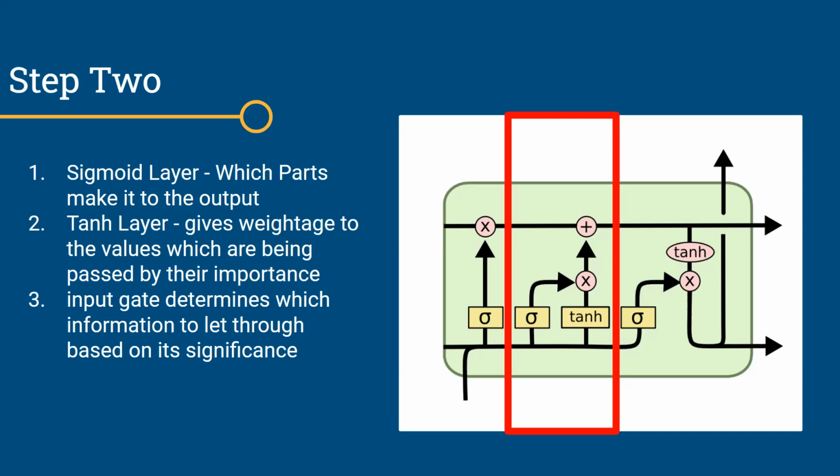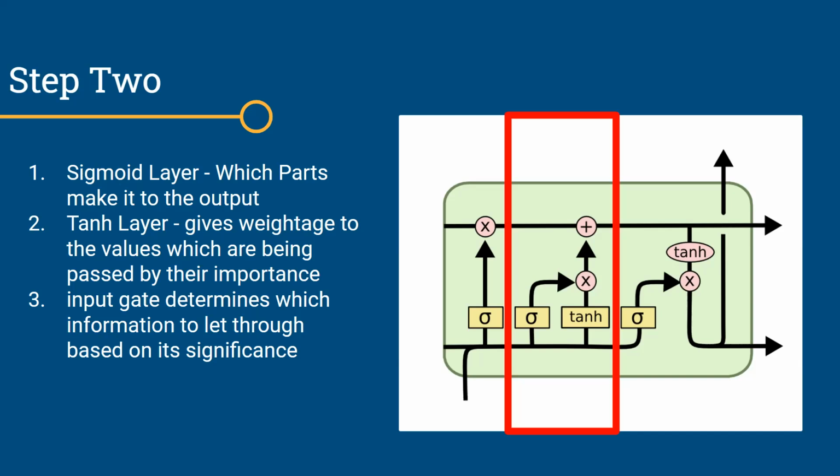The tanh layer, this hyperbolic tangent, if you guys want to look up the equation, looks basically the same as sigmoid. It basically adds weight to the values that are being passed on their importance. Because this is bounded between -1 and 1, we can actually give it a positive or negative value pretty easily, as well as an additional fractional multiplication value. And then we do an input gate to determine which information is let through based on significance.